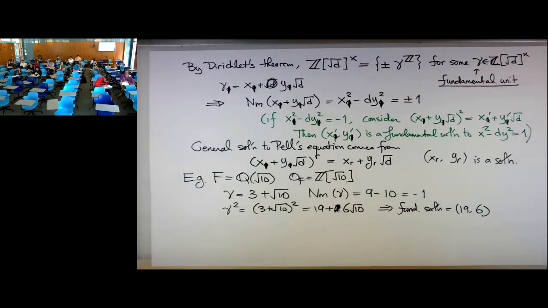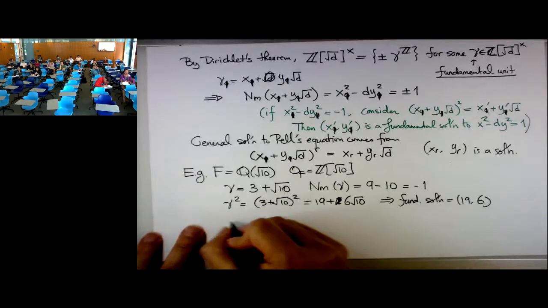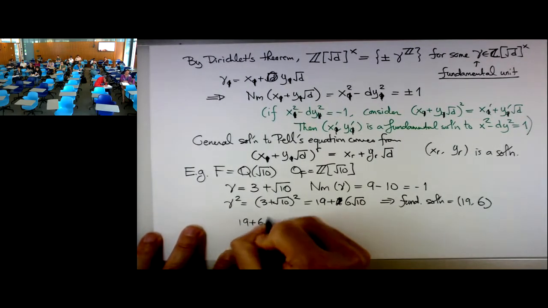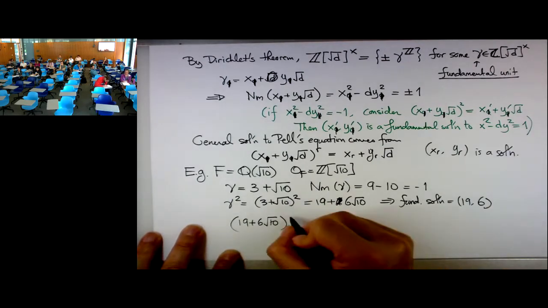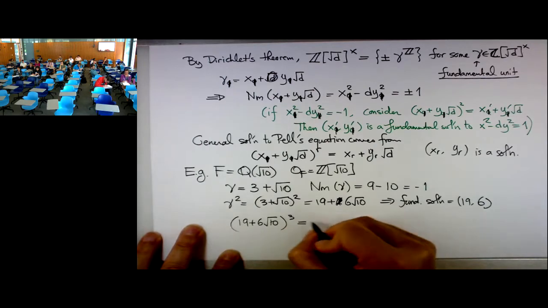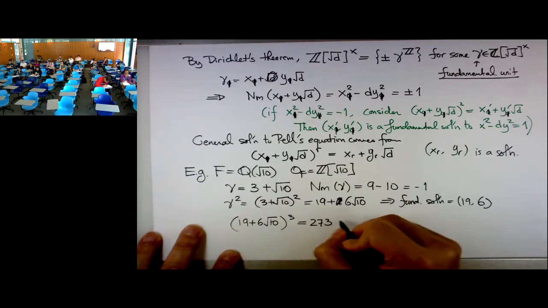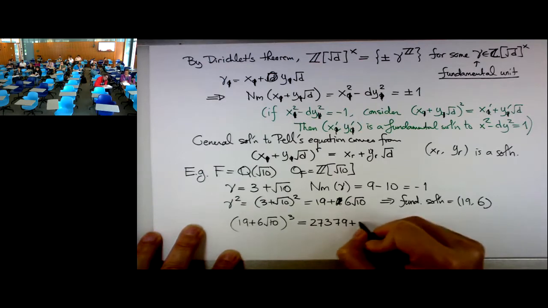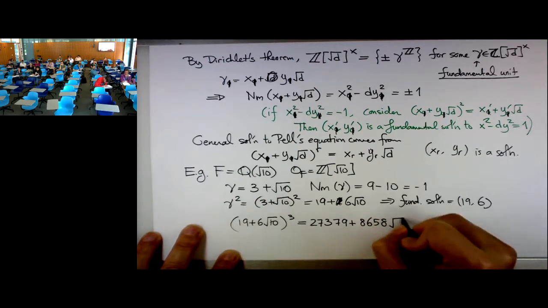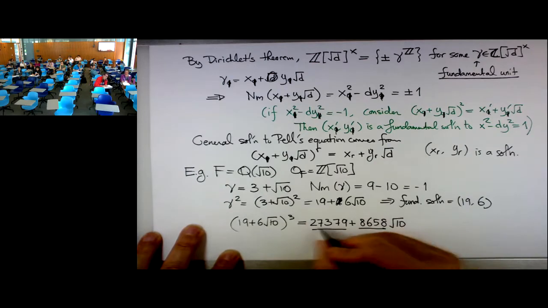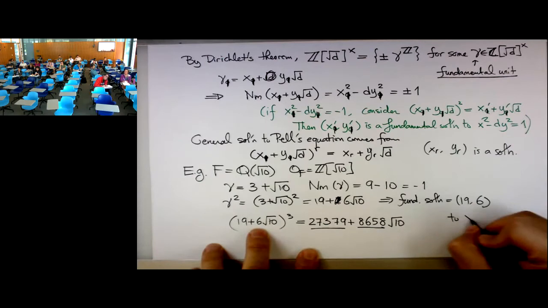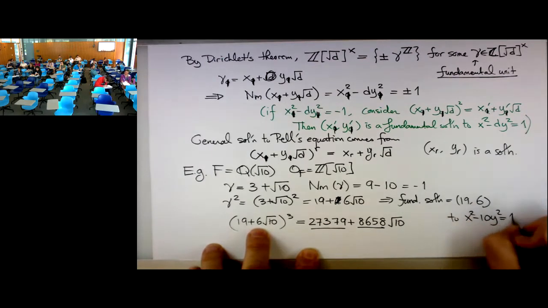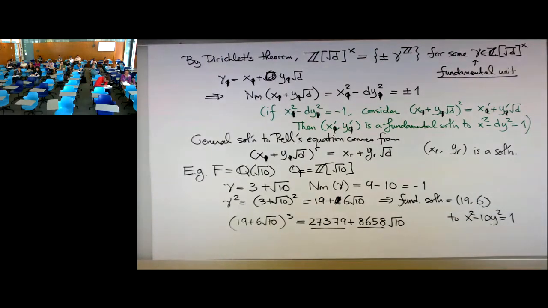And the rest are somehow more. If you want to get another solution, you have to take 19 plus 6 root of 10 squared or cubed. I wrote down cube. For example, you get a very crazy solution. So this x and this y is a solution to the Pell's equation x squared minus 10 y squared. So from a small solution, you can generate more and more general solutions.